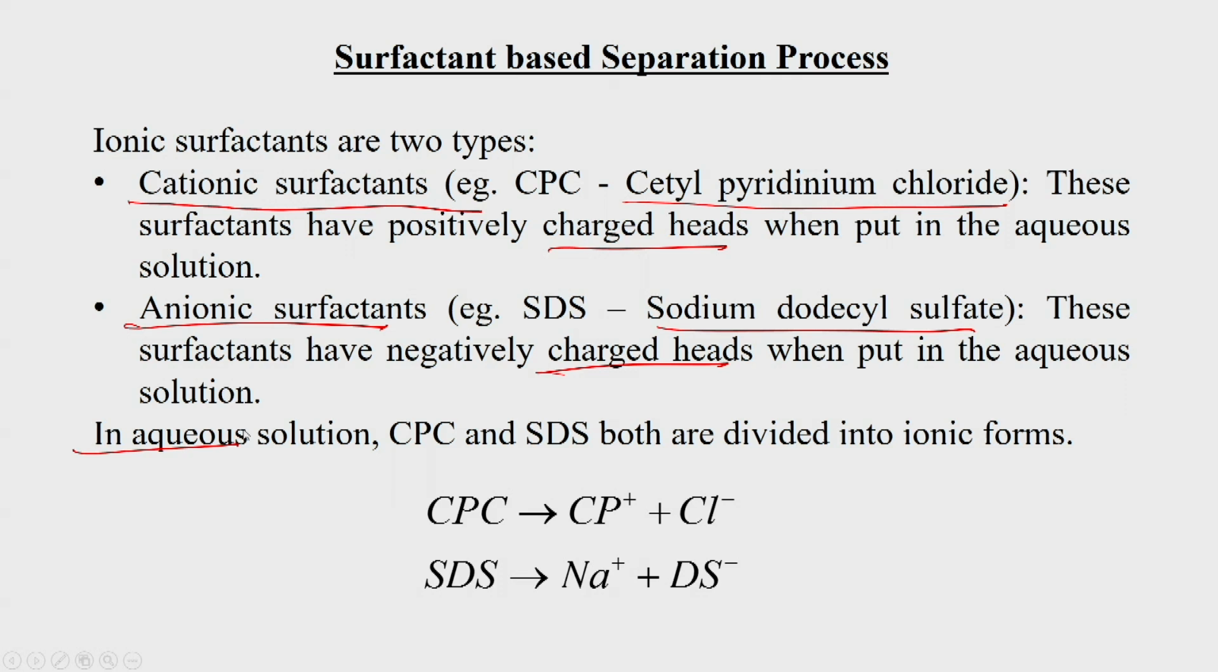In aqueous solution, the CPC, the cationic surfactant, will dissociate into CP plus, cetyl pyridinium plus, and chloride minus. This cetyl pyridinium plus will attract the negatively charged solutes. For SDS, the dodecyl sulphate part will be minus and Na plus will be there. This dodecyl sulphate part will attract the positively charged particles from the aqueous solution.